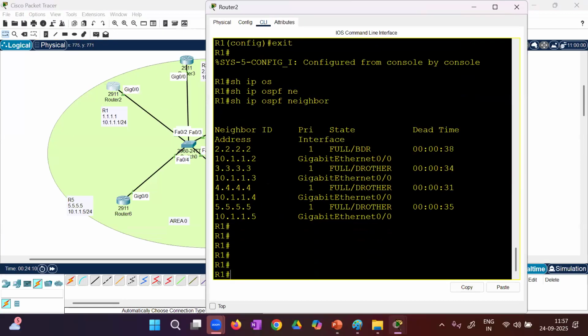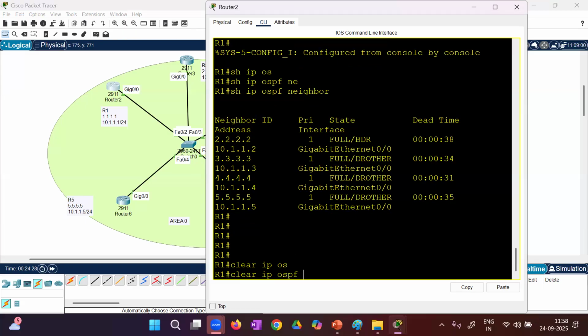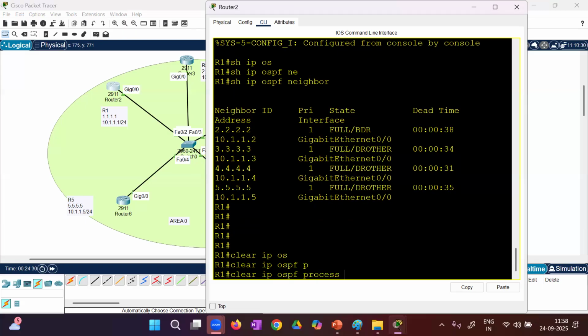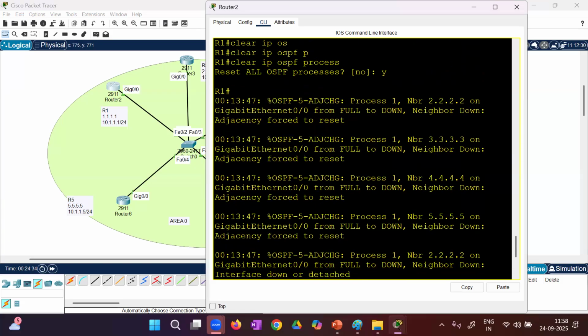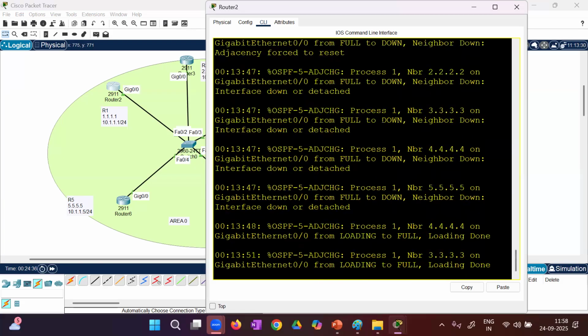It means that the first time, if we have configured router 1, automatically router 1 becomes the DR router. The second time I configured router 2, so it becomes the BDR router. So we have to clear the IP OSPF process to have the election. What command will we give? Clear ip ospf process. Enter, give yes.